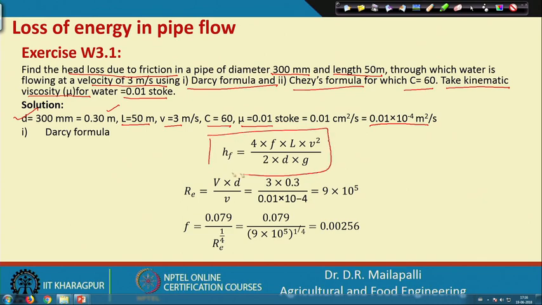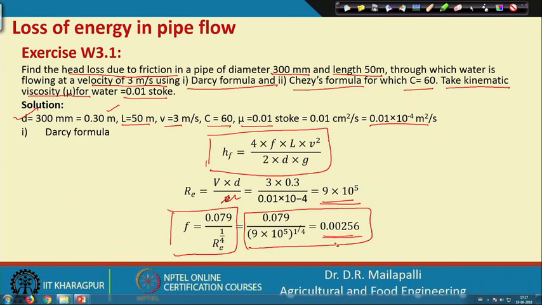So, the Darcy-Weisbach equation: hf is 4 f L V square by 2 g D, and for this, Re is equal to V D by nu, the kinematic viscosity. Put that in and you get Re equal to 9 into 10 power 5. So you are going to use the second equation, f is equal to 0.079 into Re power minus 1 by 4, and you get this friction factor, f, which is 0.00256.